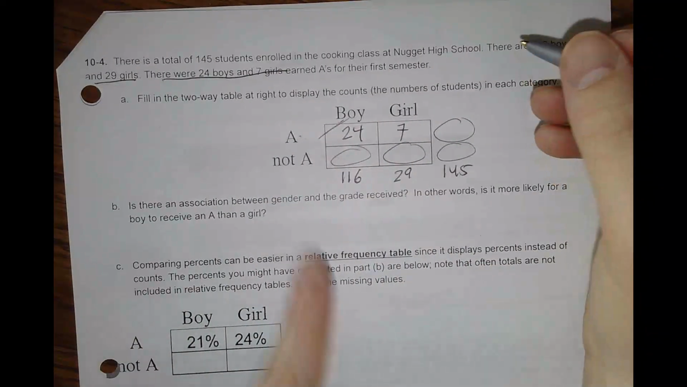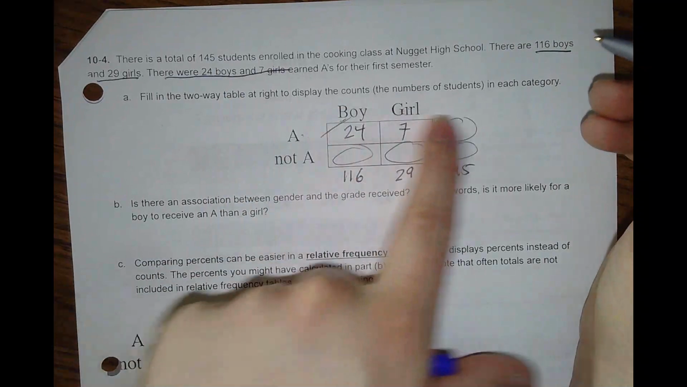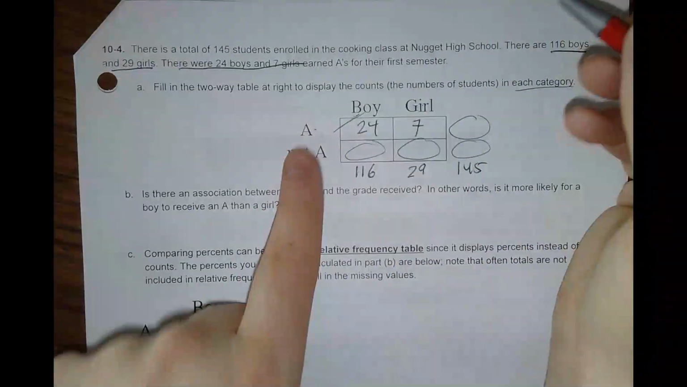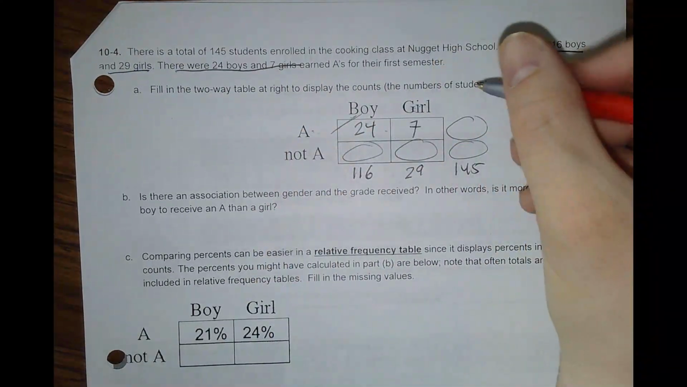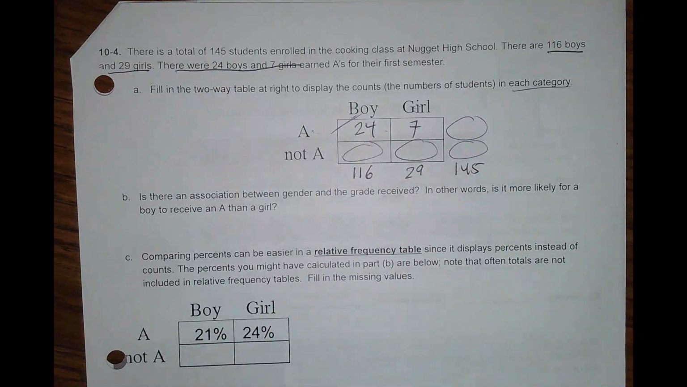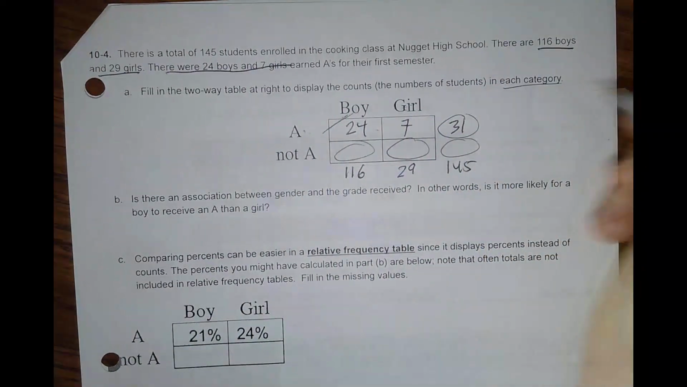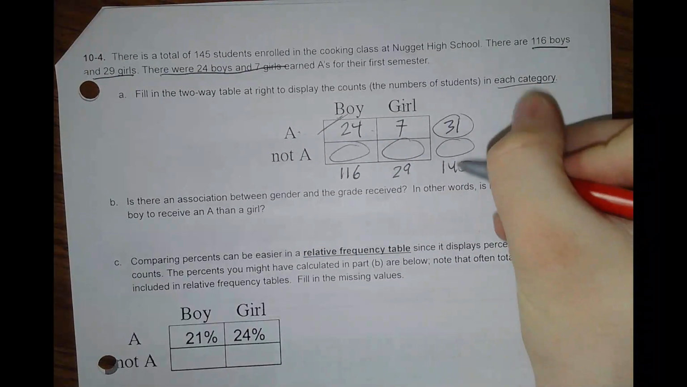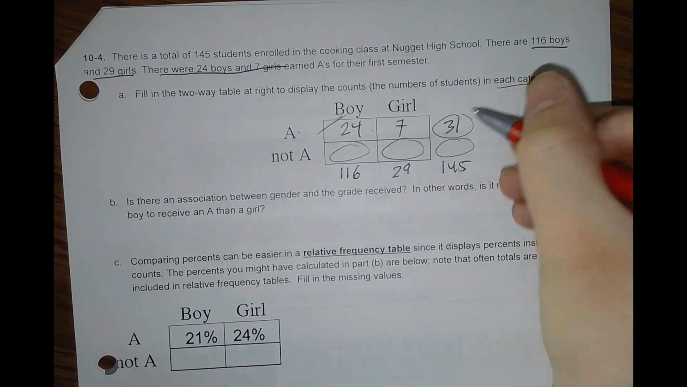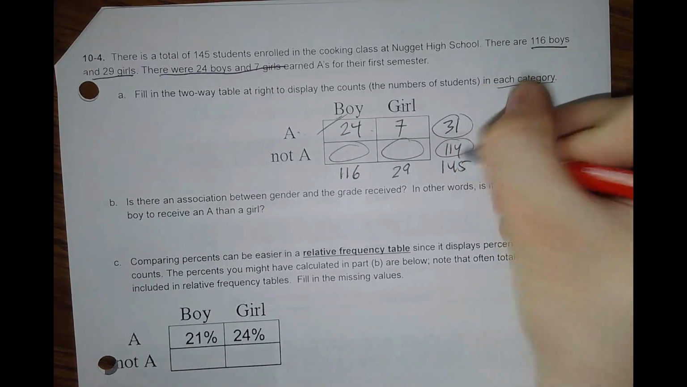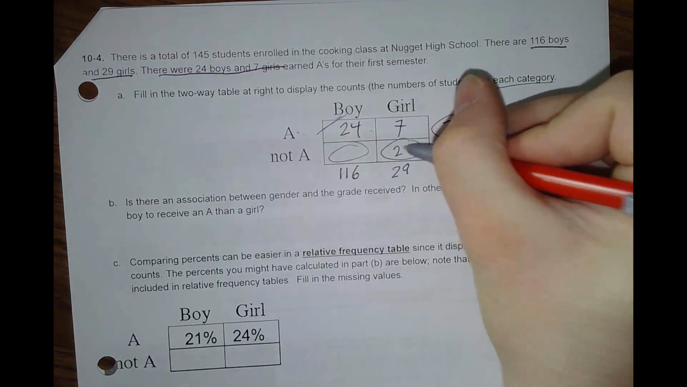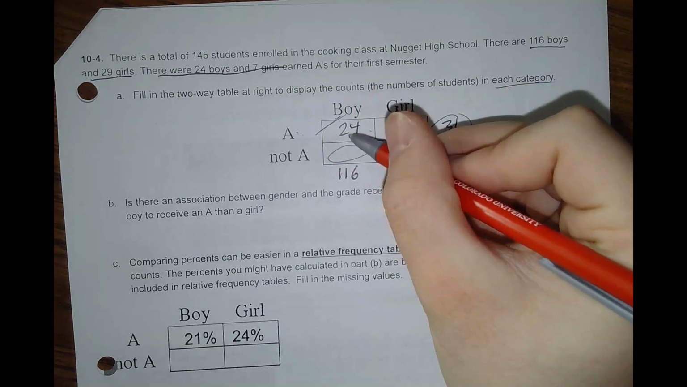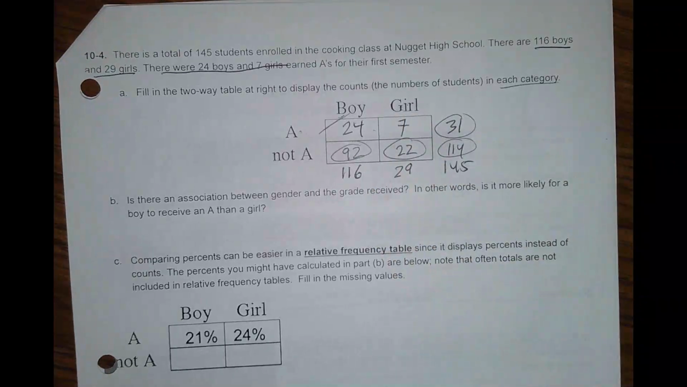So the first question is, fill in the table to display all of the counts in each category. So the number of those who have A's is 24 plus 7. 24 plus 7 is 31. Let's do some subtraction to figure out these missing numbers. 145 minus 31. It's 114. 29 minus 7, I know that's 22. 116 minus 24. It's 92. Giving us all the numbers in our table.